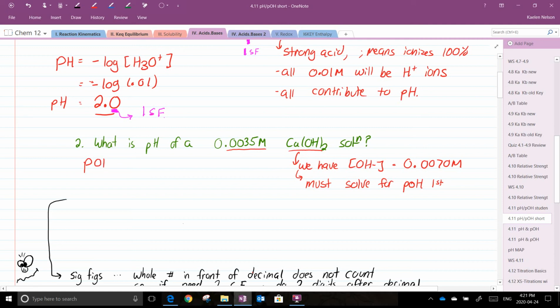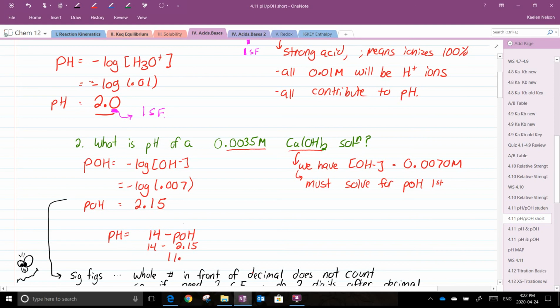So we'll get our formula for pOH, which equals negative log concentration OH minus, negative log, in this case, 0.007, and this will come out to a pOH equals 2.15, and our pH will be 14 minus our pOH, which is 14 minus 2.15, so 11.845 is equal to our pH. Sorry, I've got to round that to 11.85.